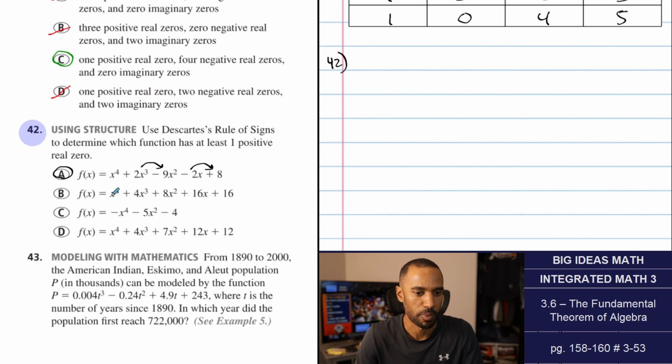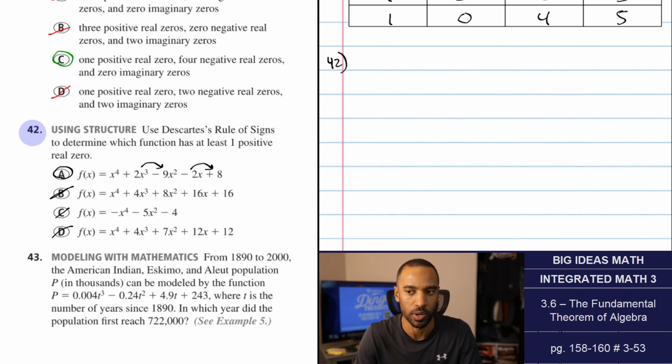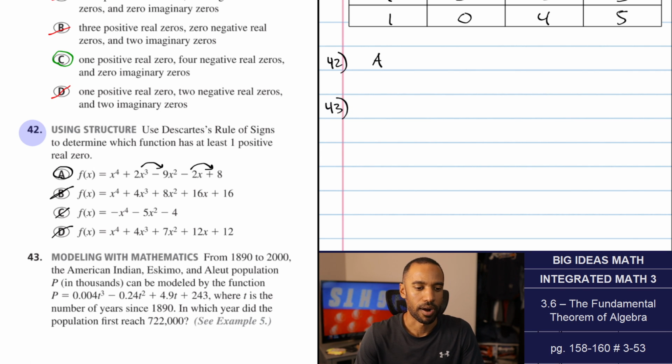These are the original f of x's, by the way. This doesn't have any sign changes, so that does not work. No sign changes. Okay, it's just A. It was just multiple choice. I'm just answering it right there. I hope that's okay. But 2 sign changes on that one. I'm just going to put A. Quickest problem in the book.